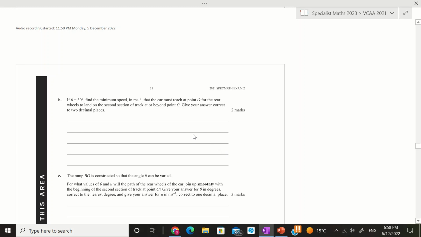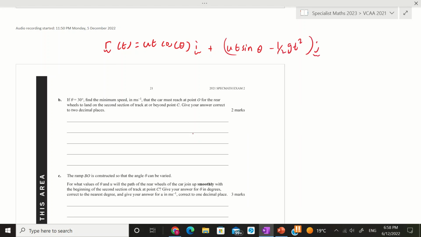There are two ways we can do this. Obviously, we have a parametric equation. So if I just rewrite that for you, the top here, r of t is equal to ut cos theta i plus ut sine theta minus half gt squared j, right? So we always have a parametric equation.